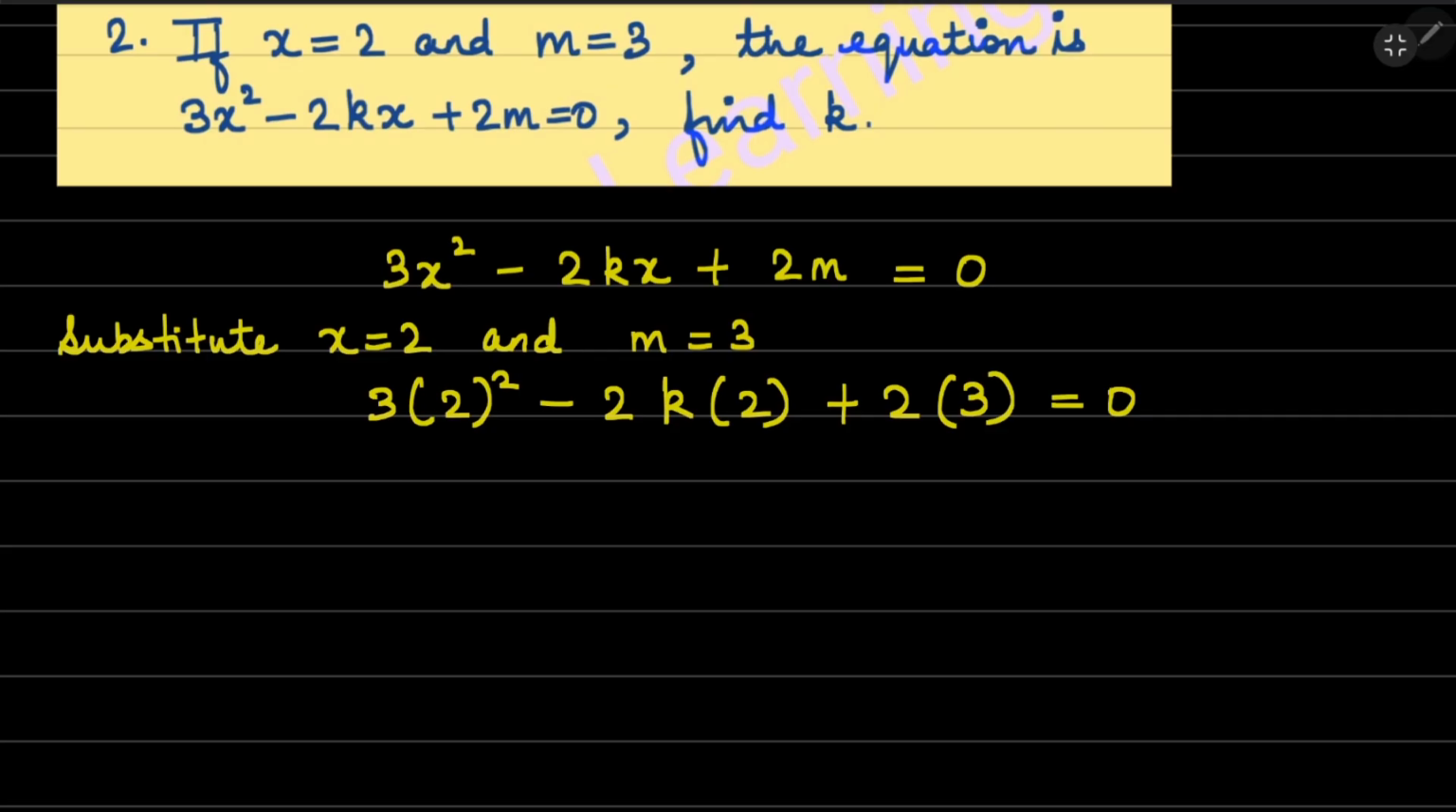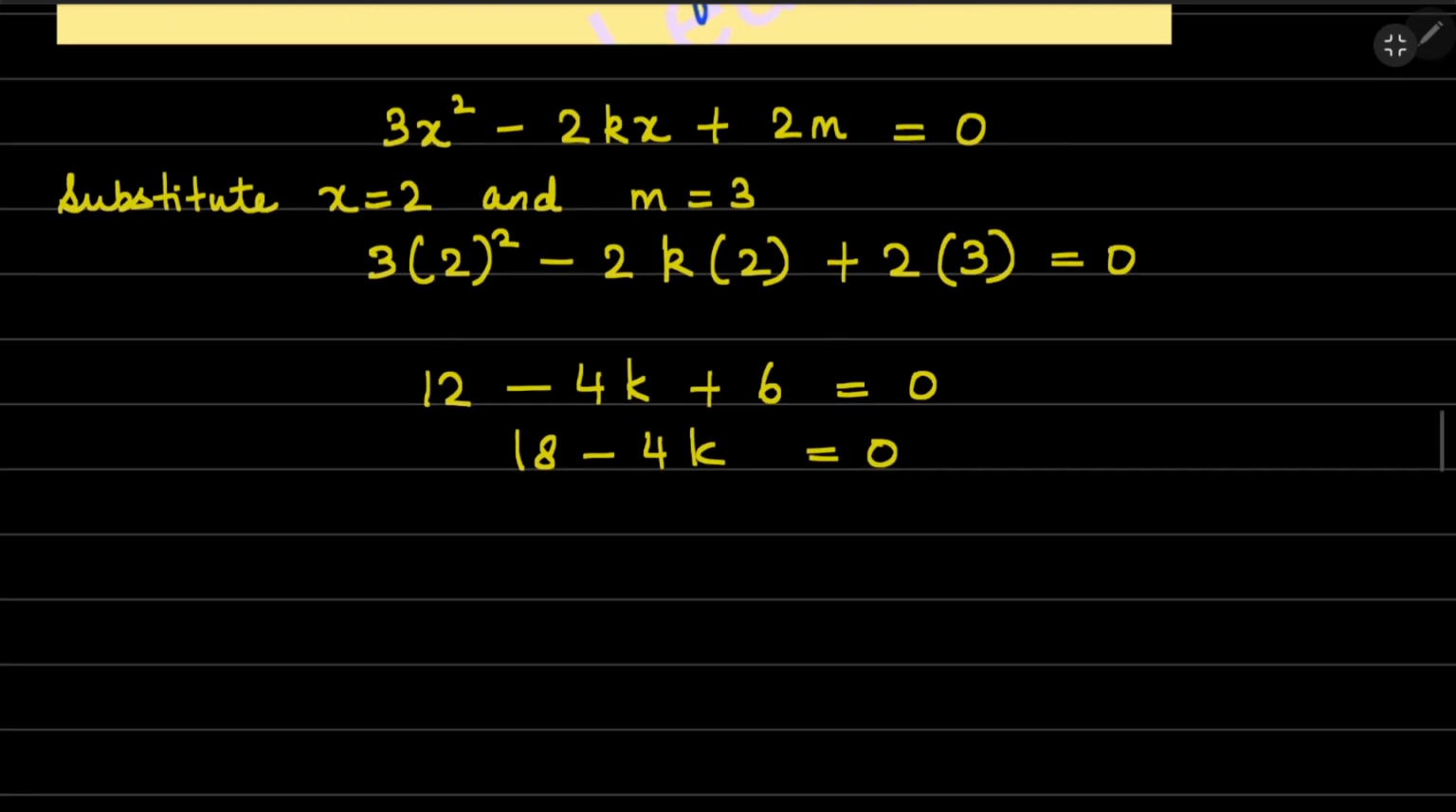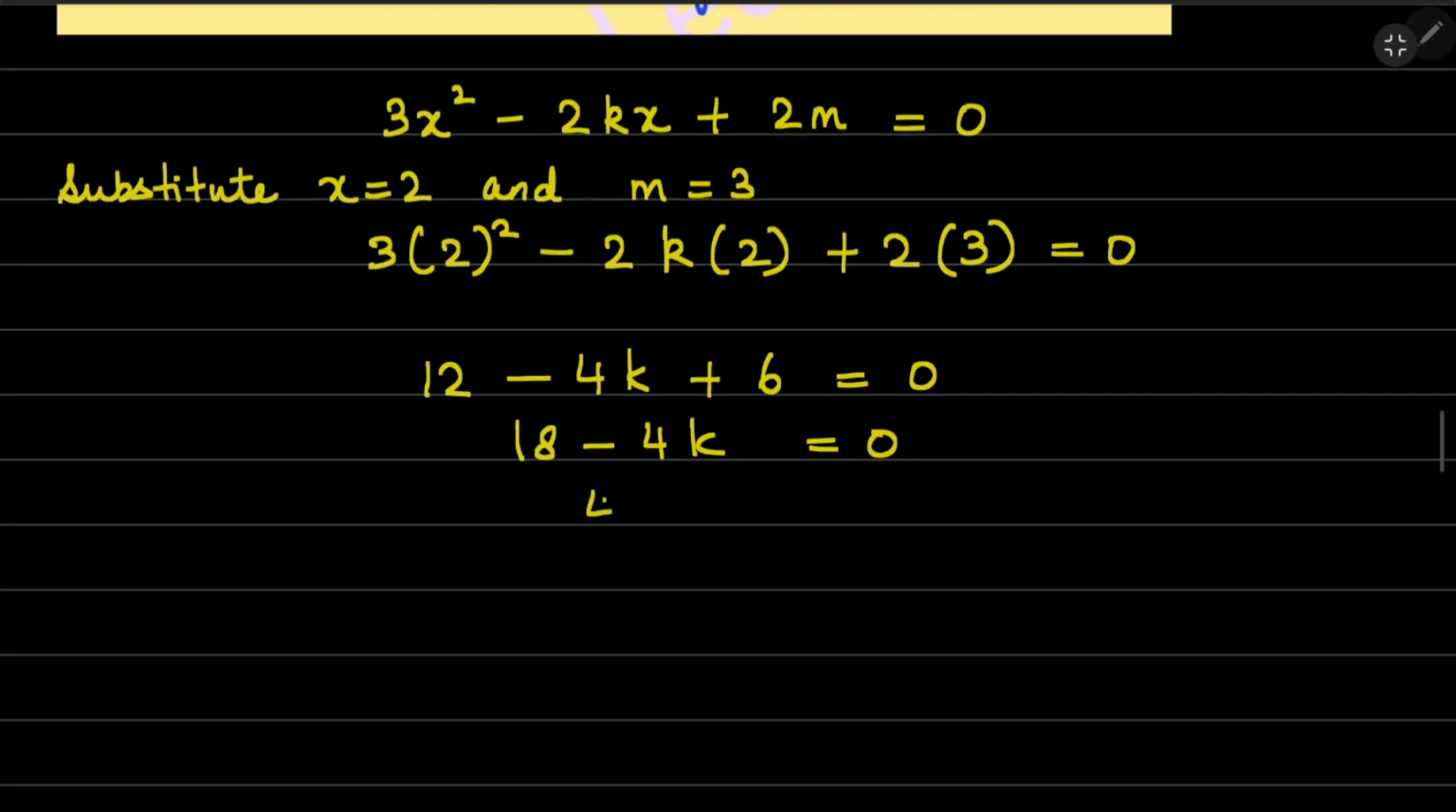So 2 square is 4, 4 3s are 12 minus 2 2s are 4, 4k plus 3 2s are 6 equal to 0. What is 12 plus 6? 18. So 18 minus 4k equal to 0. When you take 4k to the right hand side, it becomes positive. So 4k equal to 18, or k is nothing but 18 by 4. So 2 9s are 18 and 2 2s are 4. So the answer for k is 9 by 2.